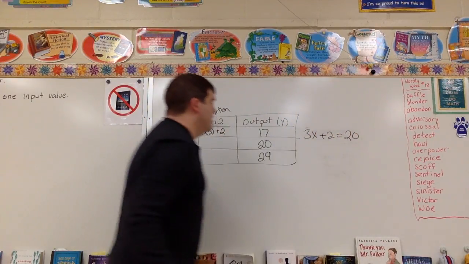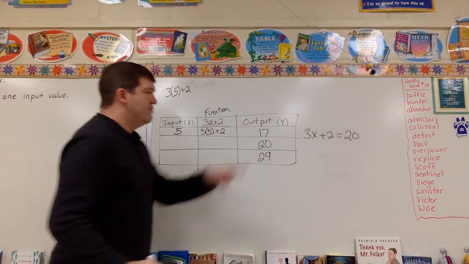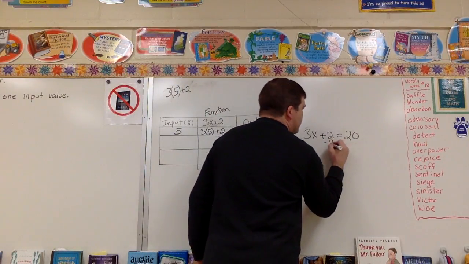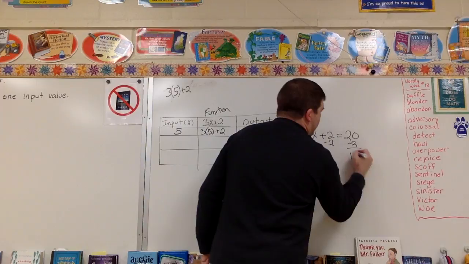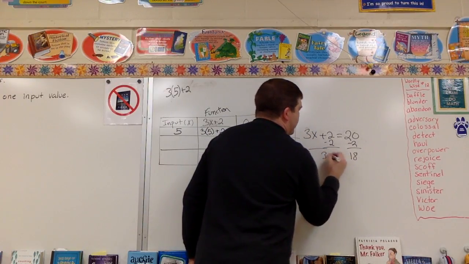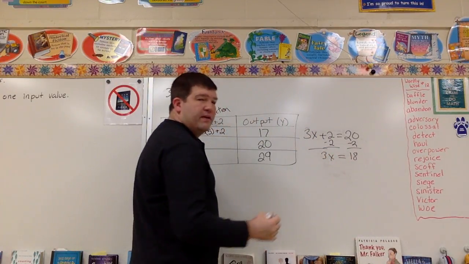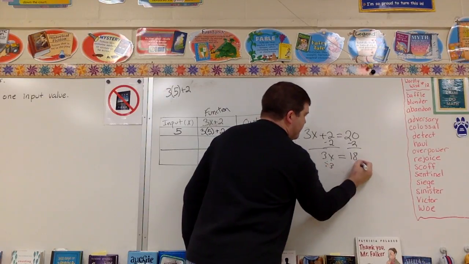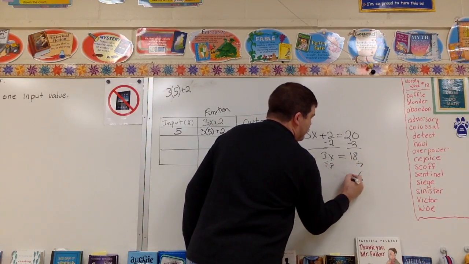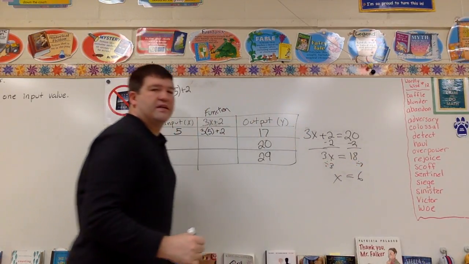This time, the output is 20. So let's see what I get here. Get rid of this 2. That gives me 18. 3x equals 18. I divide each side by 3. That gets me 6. X equals 6.